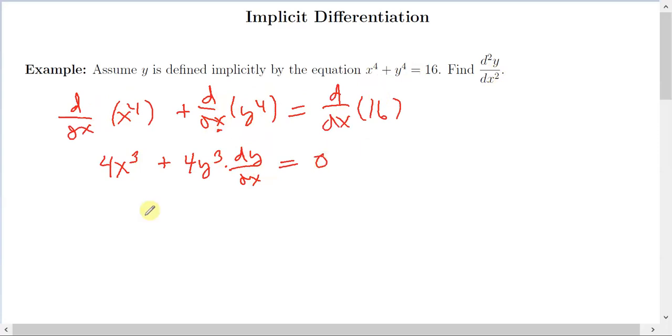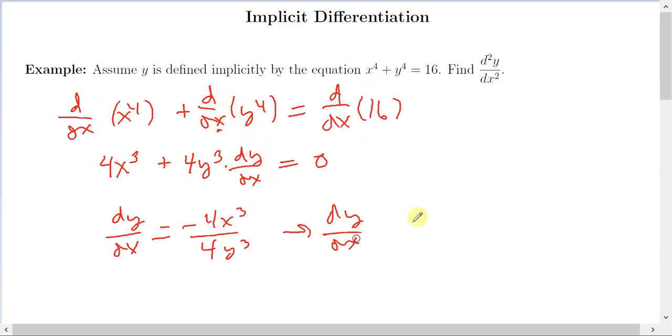So dy/dx is pretty easy to solve for. I end up bringing the 4x cubed over and then dividing by the 4y cubed. Canceling out those 4's, dy/dx is equal to minus x cubed over y cubed.